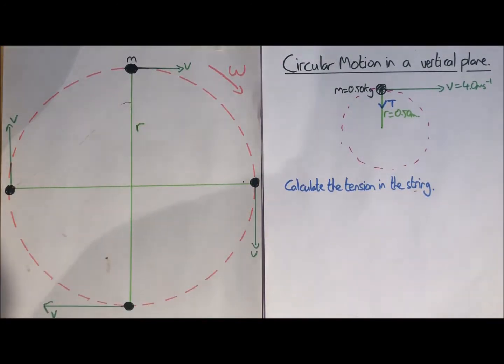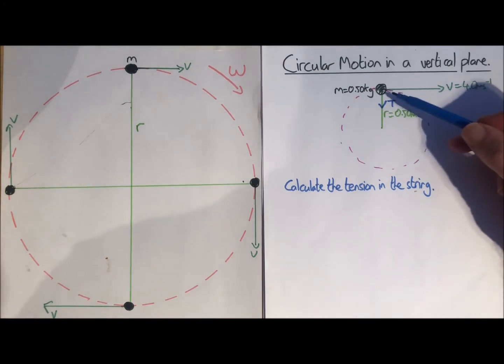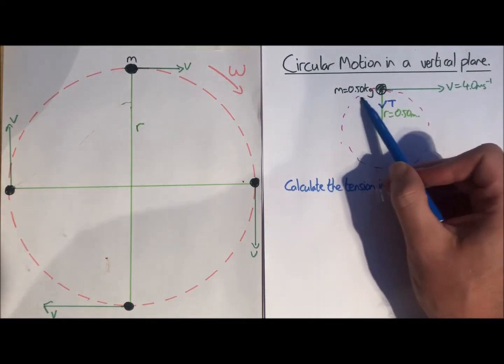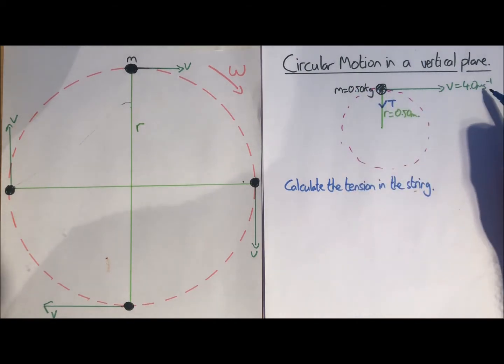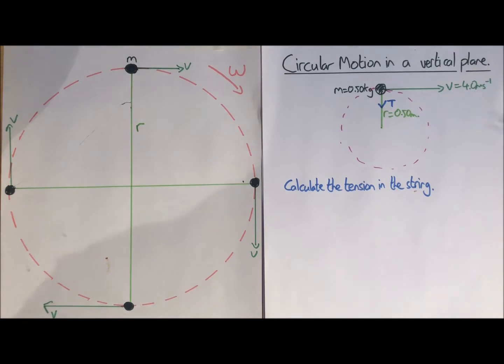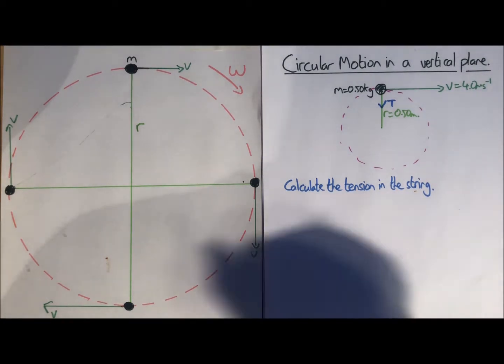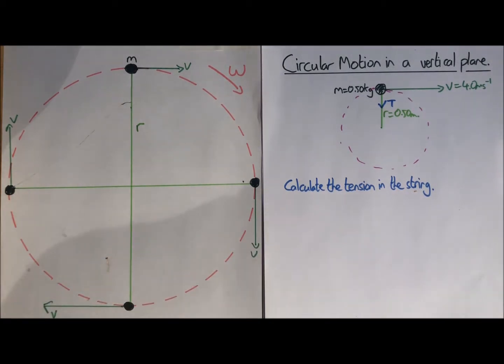But just to get you going, here's a little scenario. So imagine a mass being rotated on a string in a vertical plane. At the top of that circle, it's got a mass of 0.5 kilograms. It's going at a tangential or linear speed of 4 meters per second, and the radius of the circle is 0.5 meters. What I'd like you to do is just pause the video for a second and see if you can calculate the tension in that string. Just pause it for a second, we'll come back and see how we got on.